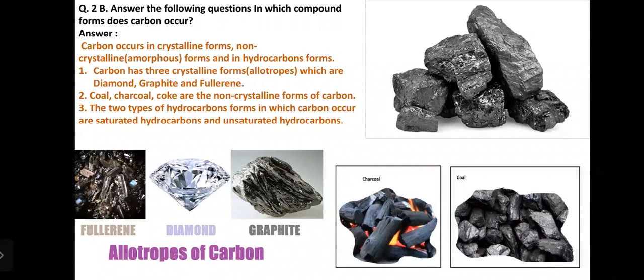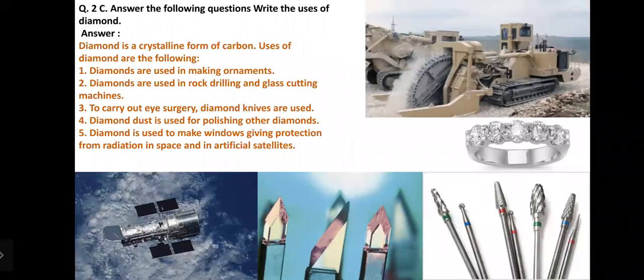Here the images of the allotropes of carbon, fullerenes, diamond, and graphite, are given. Also, the images of charcoal, coal, and coke are given. Second question, question number 2c. Answer the following questions. Write the uses of diamond. Answer: diamond is a crystalline form of carbon. The uses of diamond are the following.